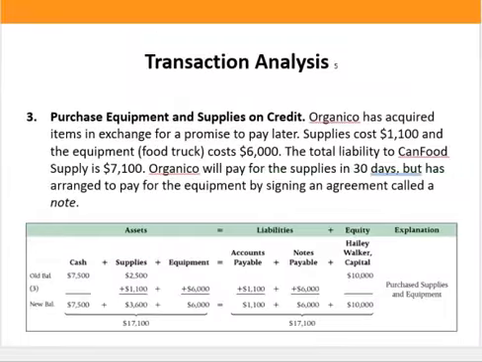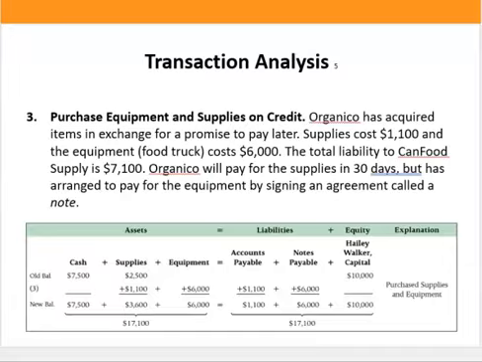Okay, so for this one here, again, we've got supplies of 1,100 and we bought equipment or a food truck for 6,000. So let's deal with that. Asset side, supplies go up by 1,100, equipment goes up by 6,000. You add all that together, and we now have assets of 17,100.